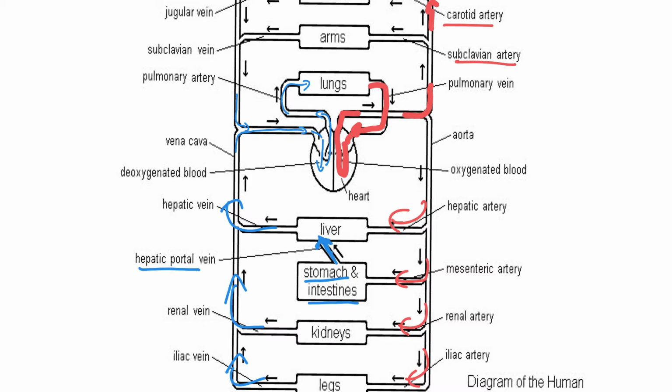It takes this blood to the liver, and one of the main functions of the liver, and it's got lots of functions, is to detoxify the blood. So anything bad that you've eaten or drunk will go to the liver first to be detoxified, and then once we're sure our blood's a bit safer, we send it around the rest of the body.